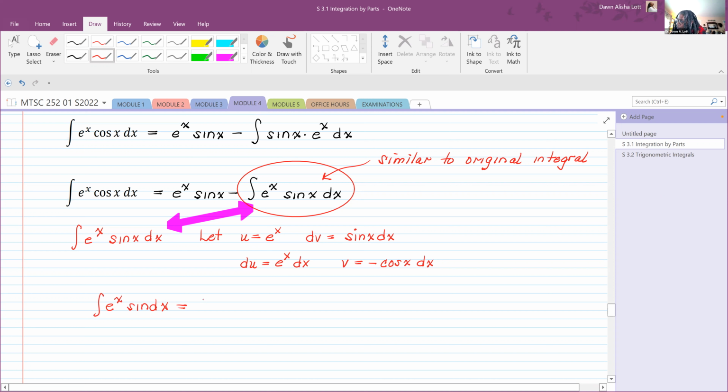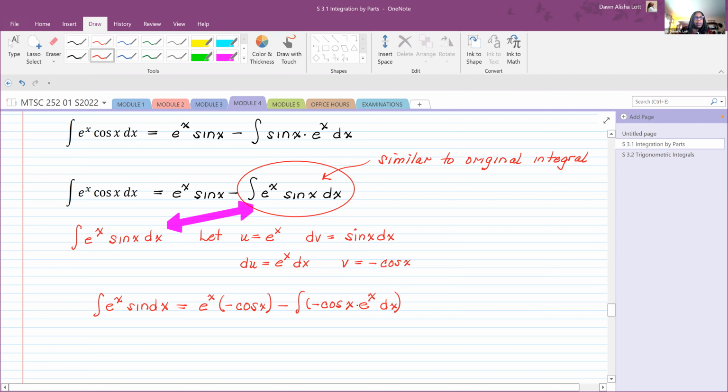is equal to uv, which is e to the x times minus the cosine of x, minus the integral of v, which is negative cosine of x. I'm sorry, v does not have a dx on it. That was crazy of me. v du, which is e to the x dx.